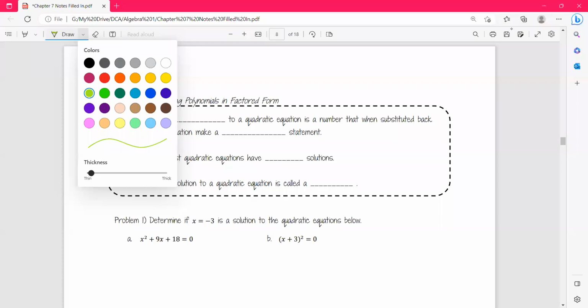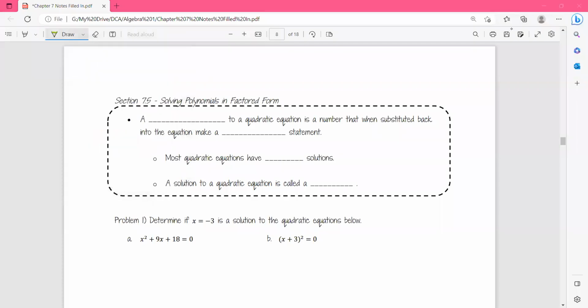Hey everyone, so this is our next video for chapter 7. This section is all about solving polynomials in factored form, section 7.5.